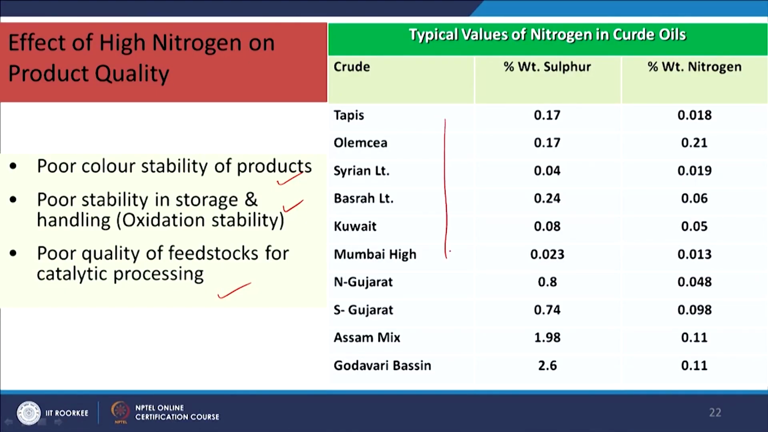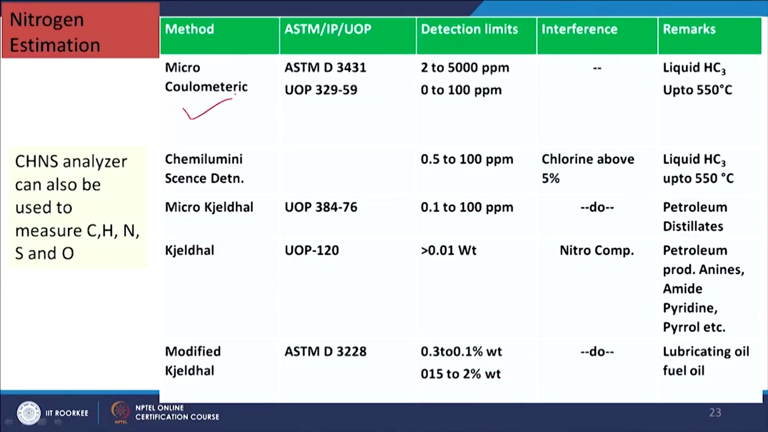Now we see the different crudes and the presence of nitrogen and sulfur in them. Nitrogen can be determined by some methods, that is microcolorimetric, chemiluminescence, microKjeldahl and modified Kjeldahl. These are the methods through which nitrogen is determined, and detection limits are also given. Apart from this, CHNS or elemental analysis can be done to measure the carbon, hydrogen, sulfur, nitrogen and oxygen of the crude oil sample.